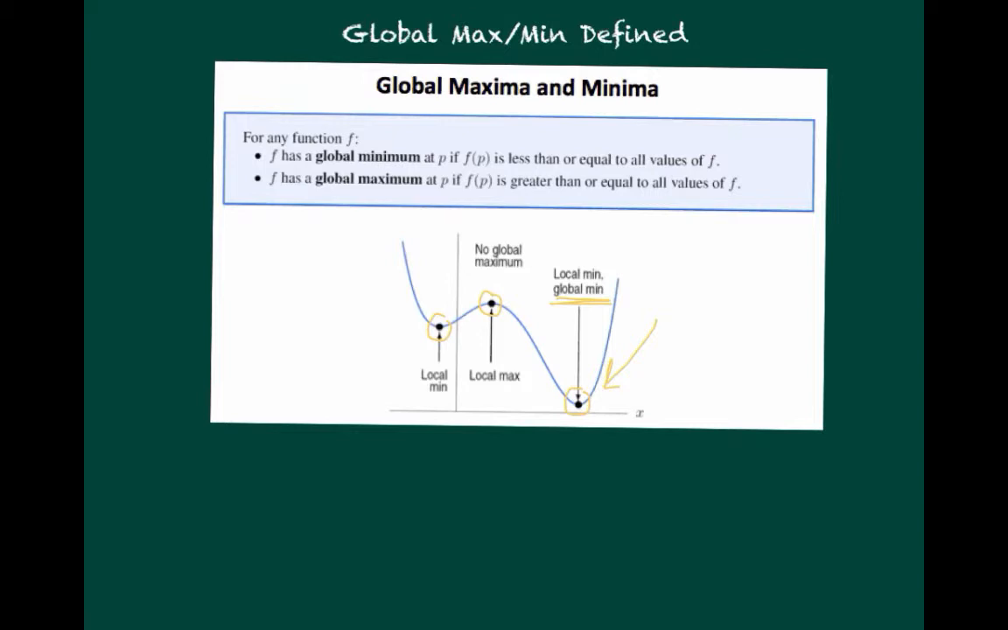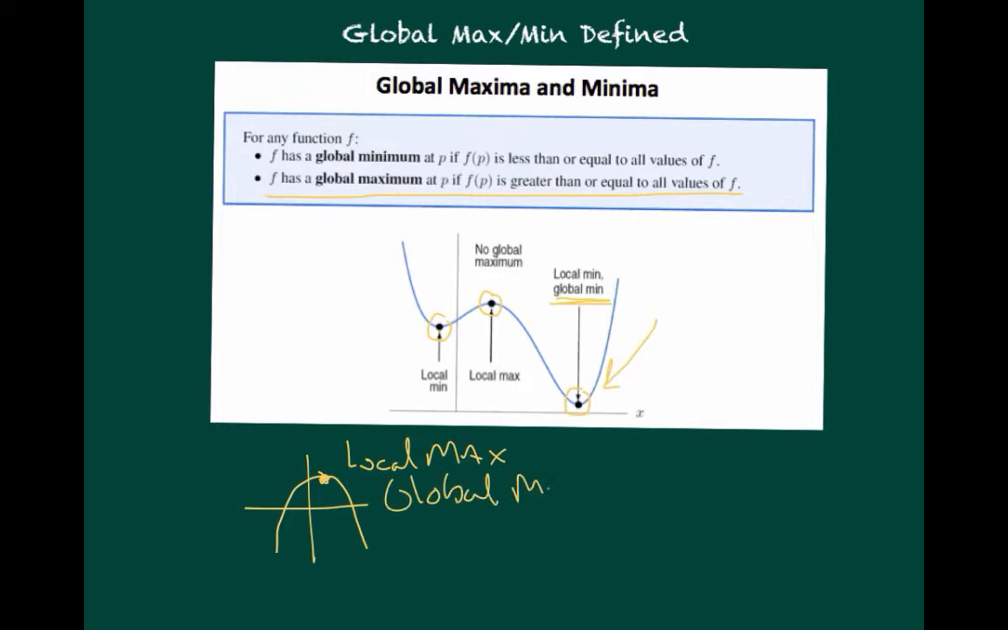Now, this graph doesn't have a picture of a global maximum, but a global maximum would be the same thing. It would be the highest y value on the entire function of f. For instance, imagine if you had an upside down parabola. The vertex point would be a local max, and it would also be a global max.